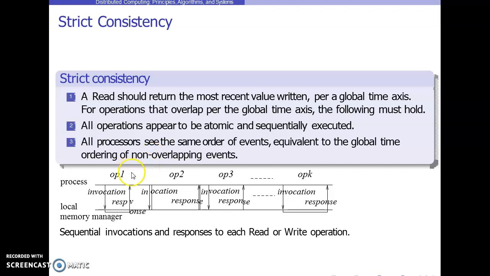This is an example of strict consistency. All operations occur in a sequential manner, and all execution is sequential. This is strict consistency, so it must ensure the following properties.